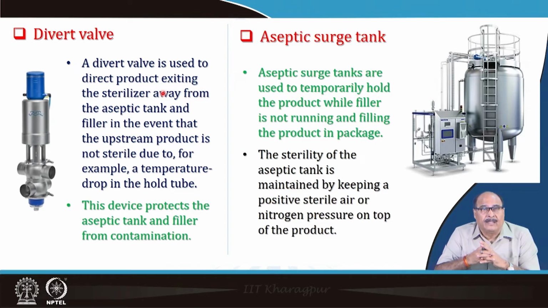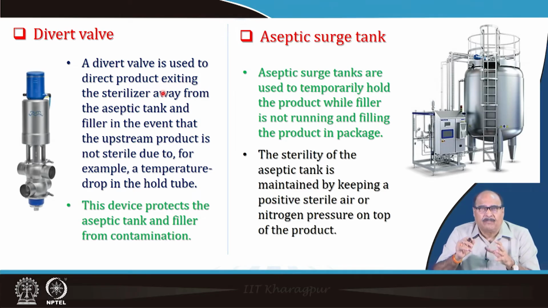A divert valve is used to direct the product exiting the sterilizer away from the aseptic tank and filler in the event that the upstream product is not sterile, for example, a temperature drop in the hold tube. So, this device protects the aseptic tank and filler from contamination.